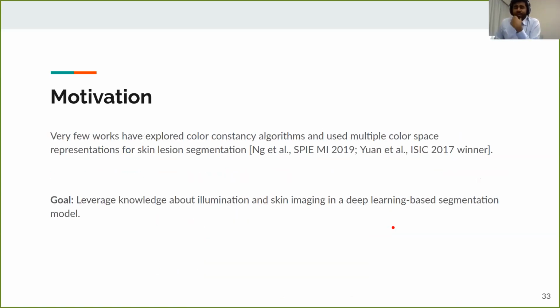However, very few works have leveraged information from illumination or color in a deep learning setting, most notable of which are this SPIE-MI paper, which used color constancy algorithms to improve skin lesion classification, and the winner of the ISIC 2017 segmentation challenge, which used the HSV and the CIE lab color space to improve the skin lesion segmentation performance. So our goal here is to incorporate information about illumination and color imaging in a deep learning based segmentation model.